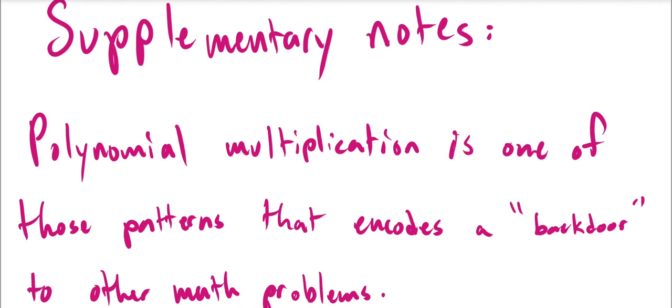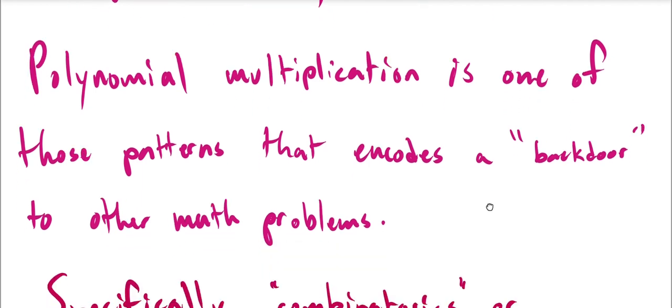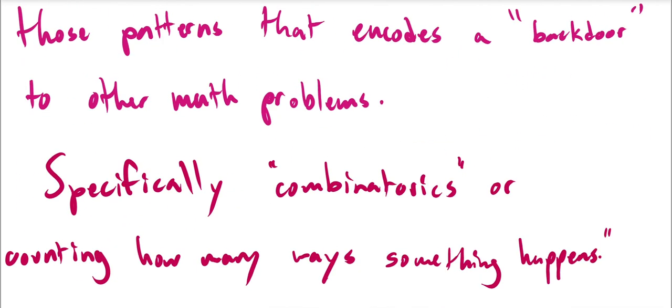So that's it for the standard notes for today. However, if you want some supplementary notes talking a little bit more about polynomials, here we go. Polynomial multiplication is one of those patterns that sort of encodes other mathematical features in the pattern of its multiplication. This gives us a backdoor to look at other math problems. Let's see an example of this. Specifically, we're going to look at how combinatorics, which is the mathematics involving counting up the number of ways that things happen, is also part of polynomial multiplication.